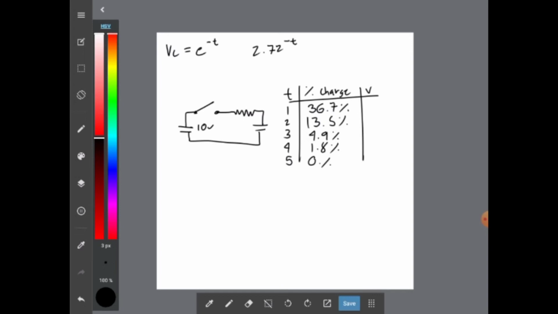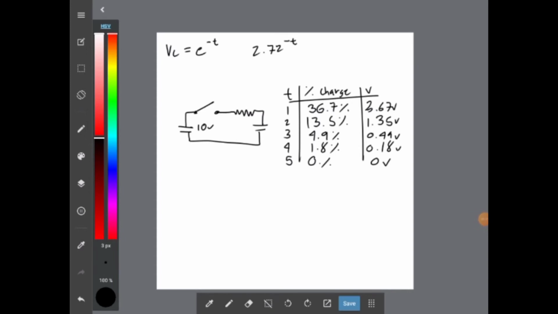It being the voltage from 10, 3.67, no, not percent, 3.67 volts, 1.35 volts, 0.49 volts, 0.18 volts, and lastly 0 volts.